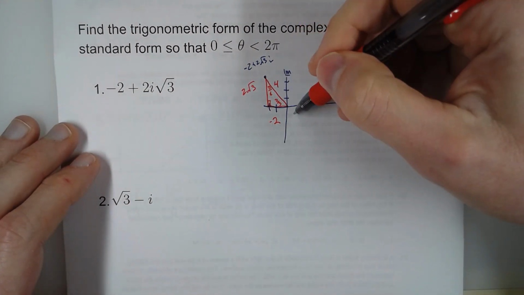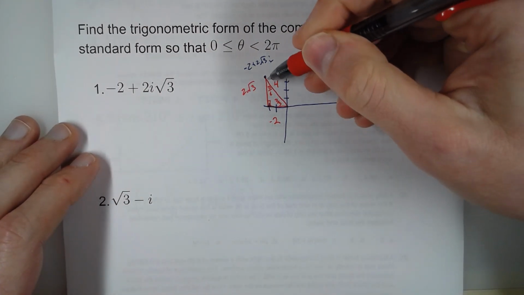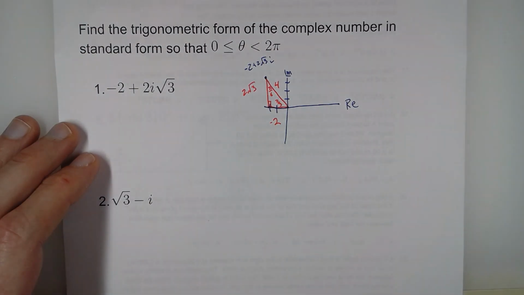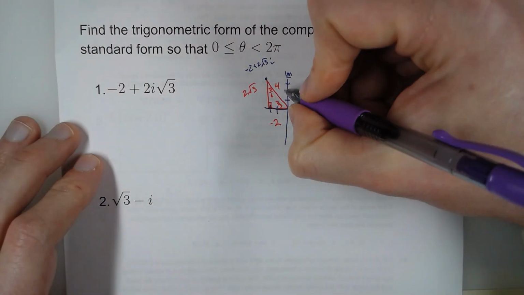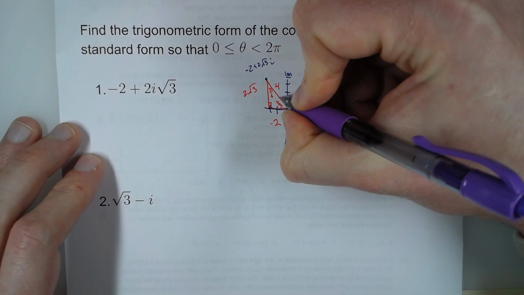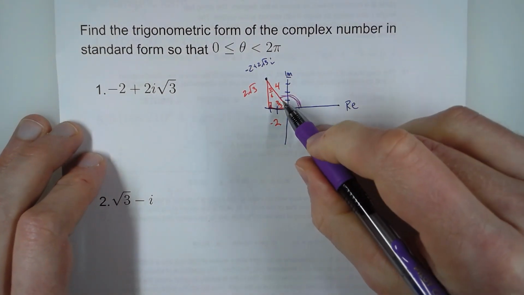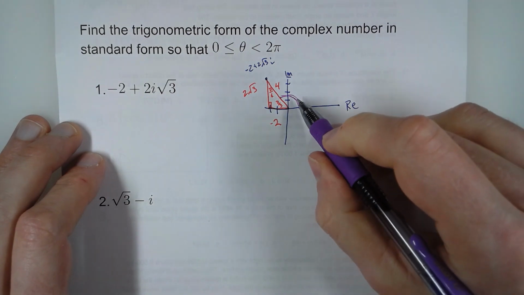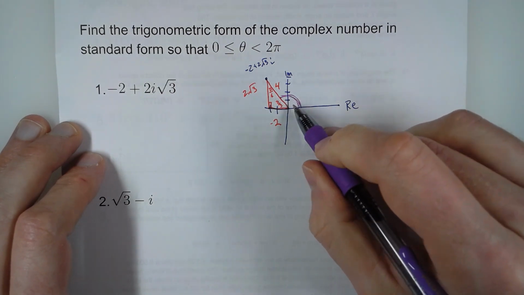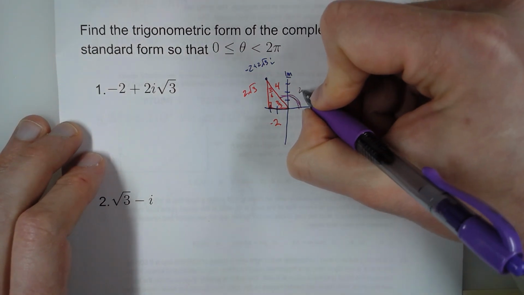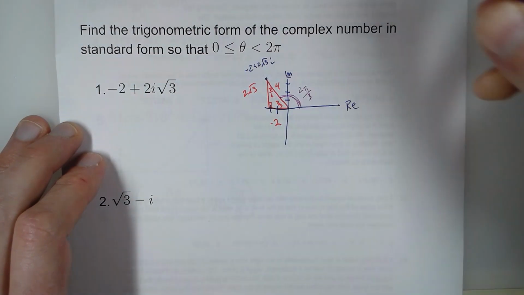So the magnitude is 4. That's how far away this number is from the origin. But what about the angle? That's this right here. If this is pi over 3, this is the rest of it that should add up to pi. So that's 2 pi over 3.